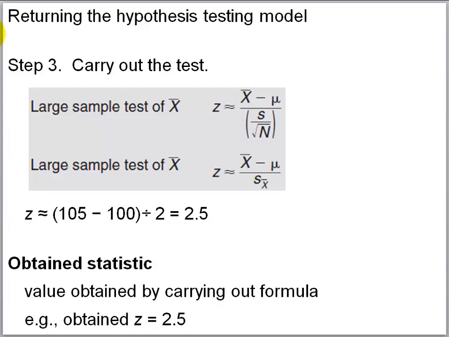Okay, so we ended the last video carrying out our significance test visually using the sampling distribution. Let's do so now with a formula. So step 3 in the hypothesis testing model is to carry out the test.